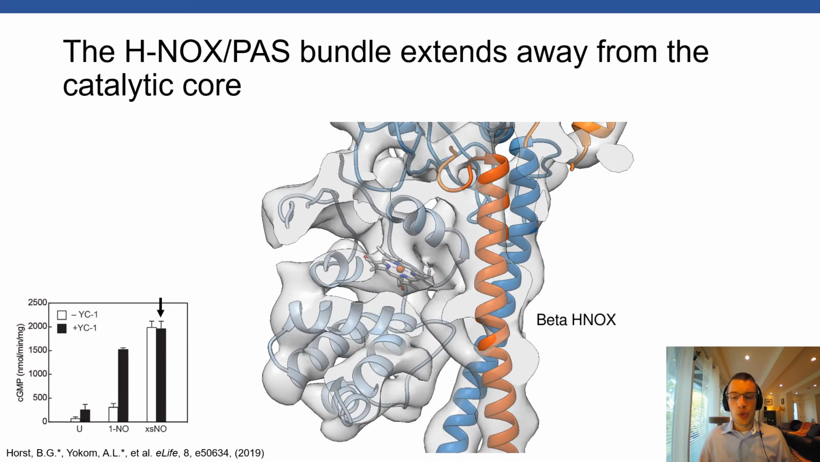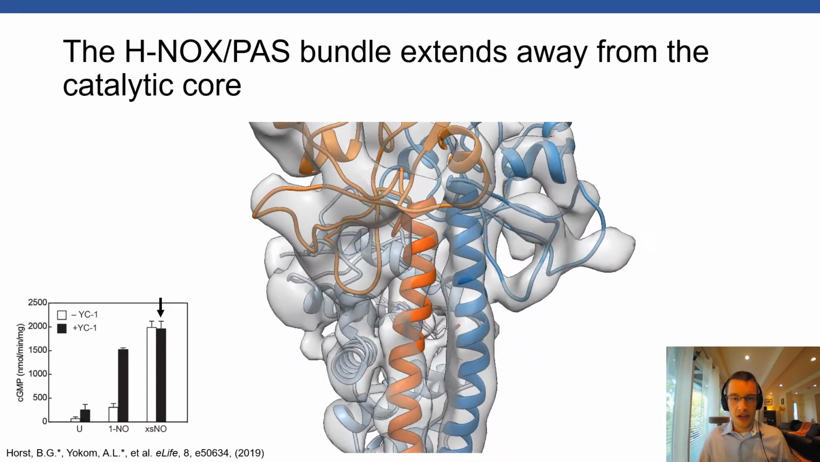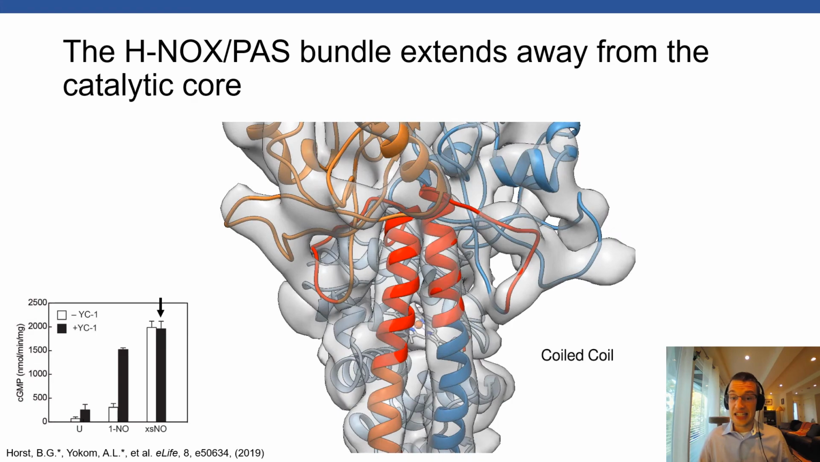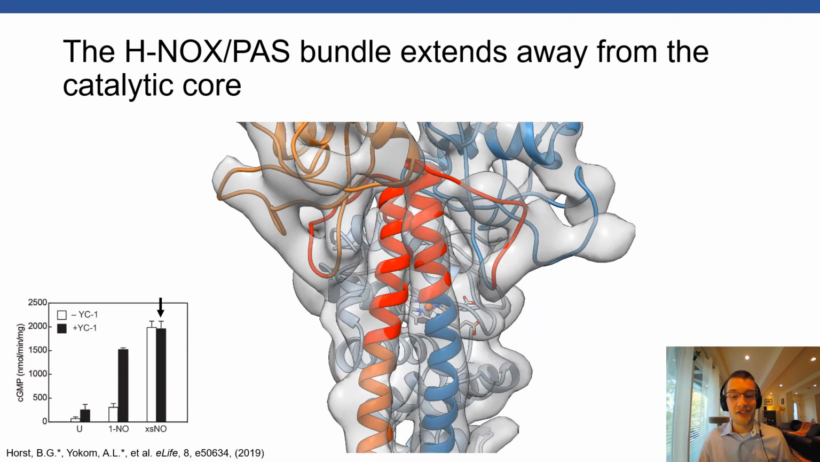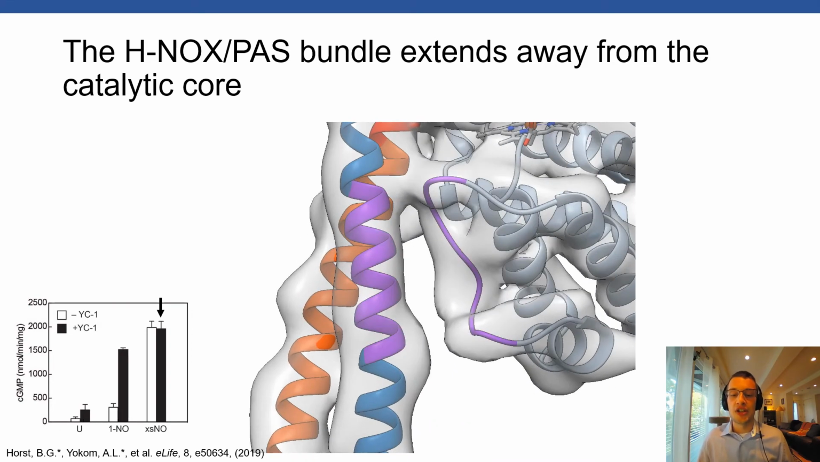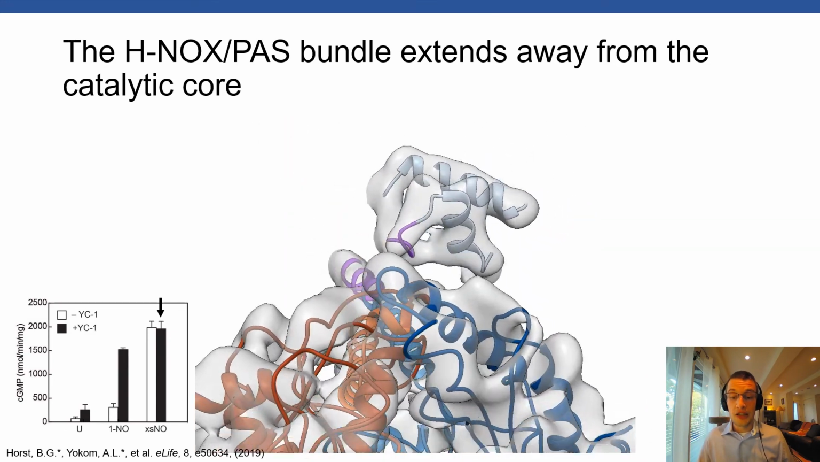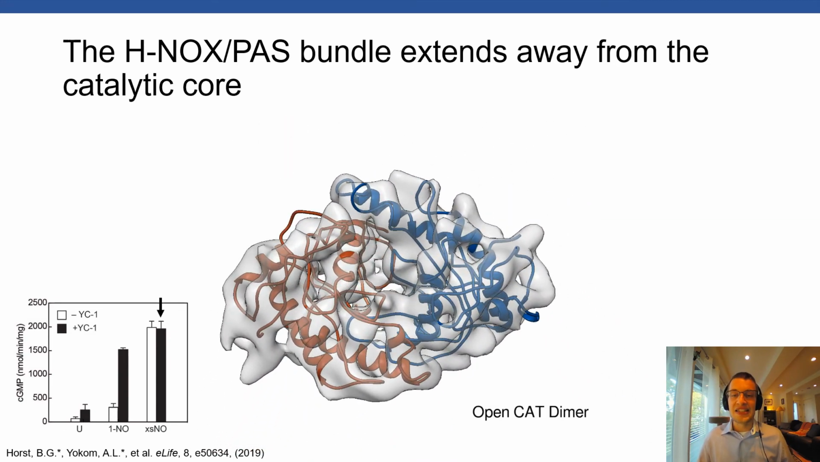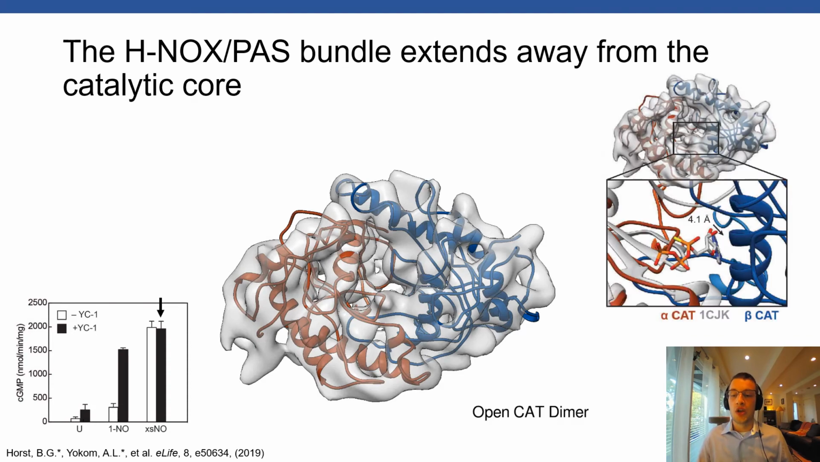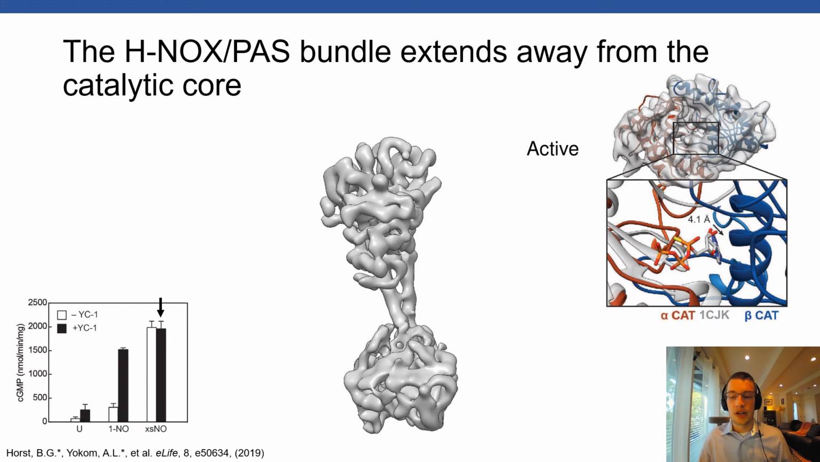And now as we swing around to the back of the enzyme, you'll see that the coiled coil domains are now straight. So they were bent in the inactive form, and now they're straight in the active form. We also saw this new surface between the beta HNOx and the beta coiled coil domain. And when we swing around to the catalytic domain, we can see that this cat domain is now in an open conformation. We can now easily model in a nucleotide into our map, suggesting that the enzyme is indeed in this active conformation.